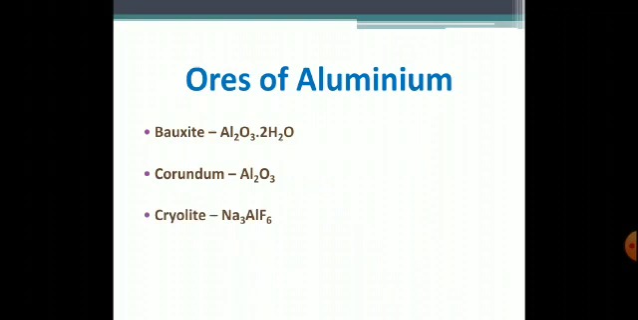Among the three ores, aluminium is extracted from bauxite ore. Bauxite ore is the source of aluminium, which is a mixture of hydrated aluminium oxide. Why is it hydrated? Because it contains water molecules. Aluminium can also be recovered from cryolite.